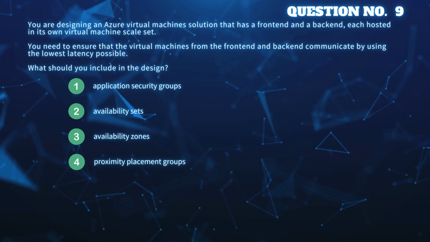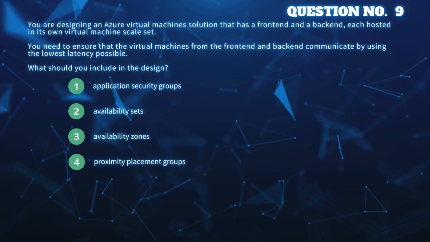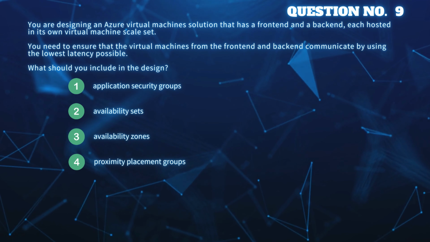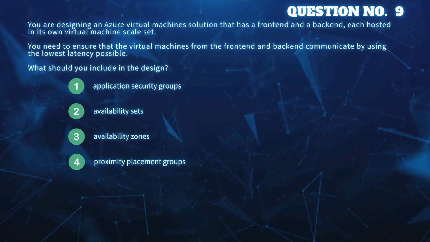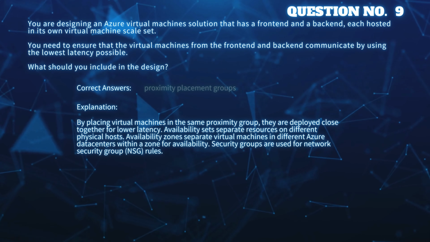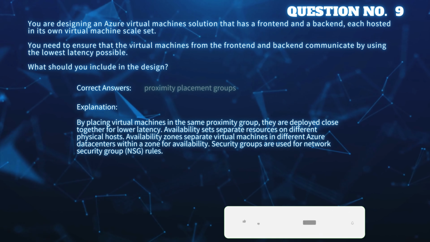Option 1, Application Security Groups. Option 2, Availability Sets. Option 3, Availability Zones. Option 4, Proximity Placement Groups. Correct answer, Proximity Placement Groups.